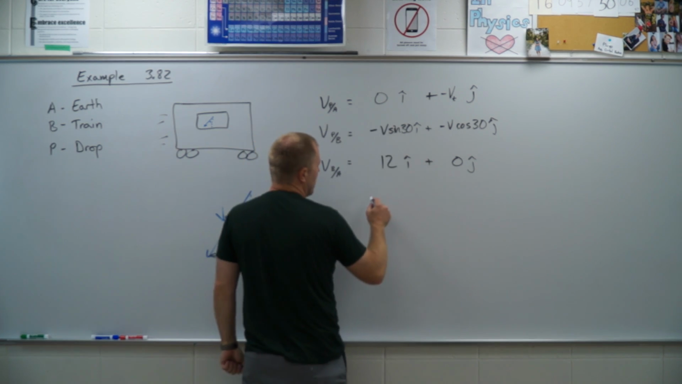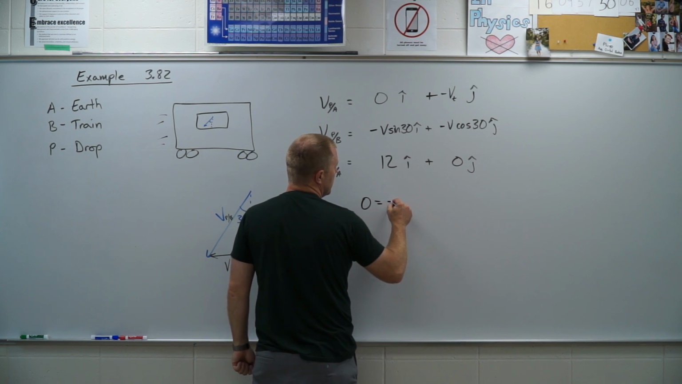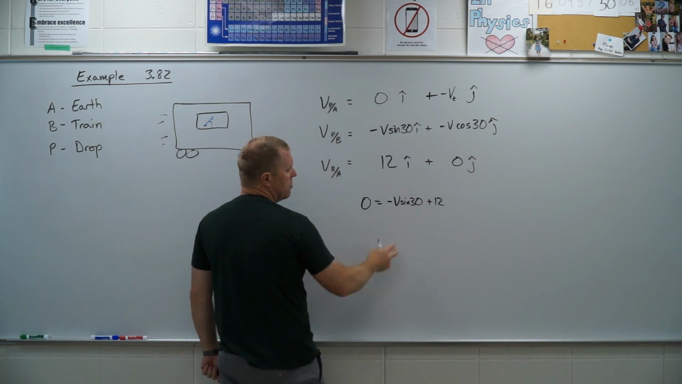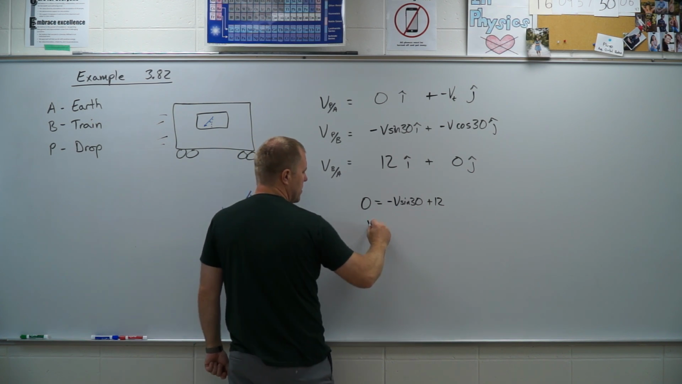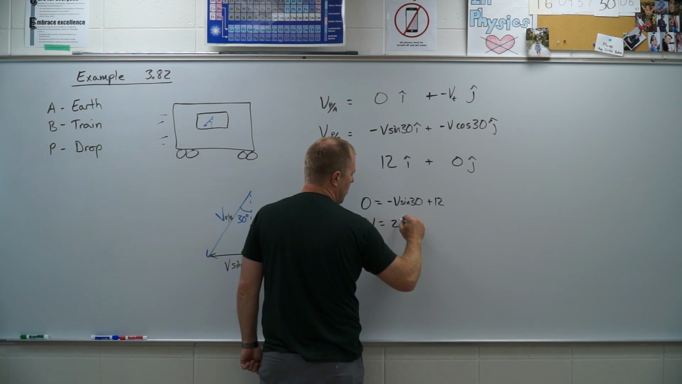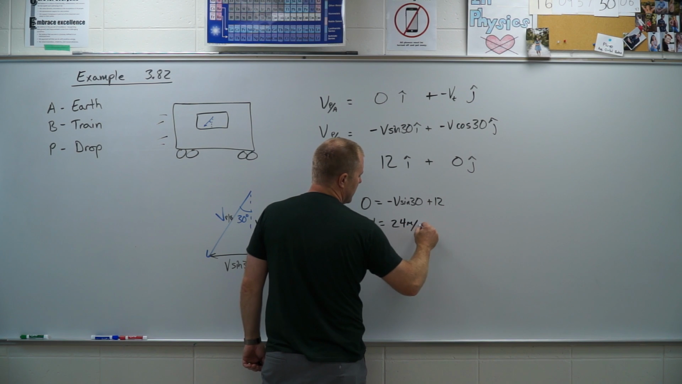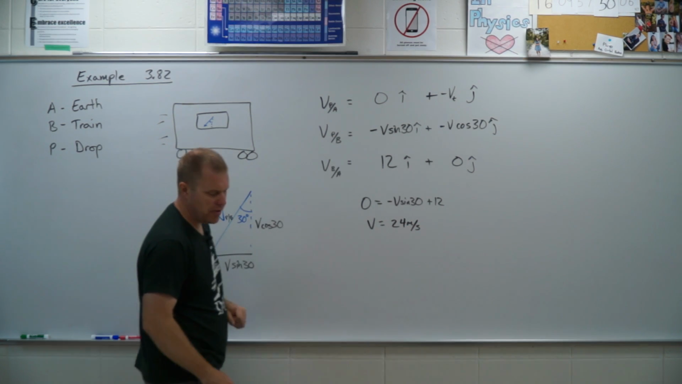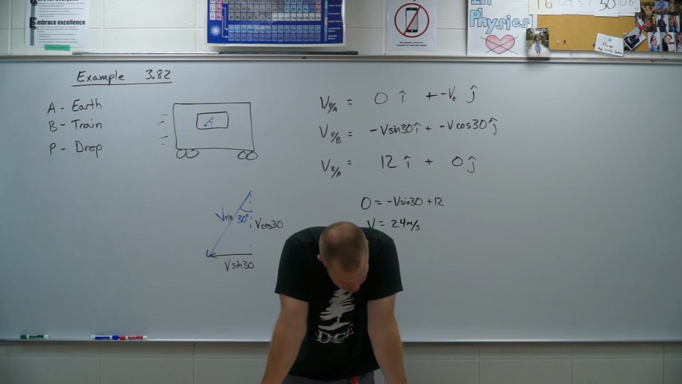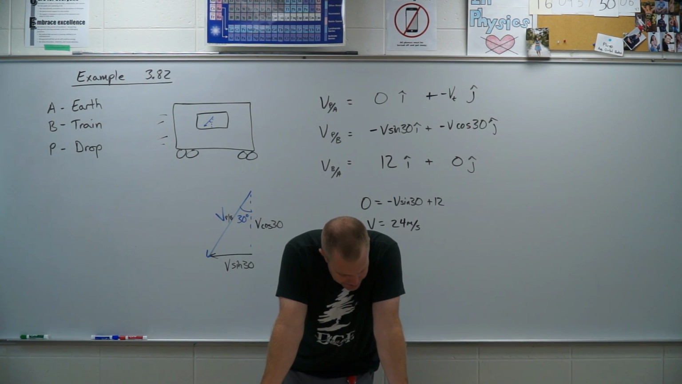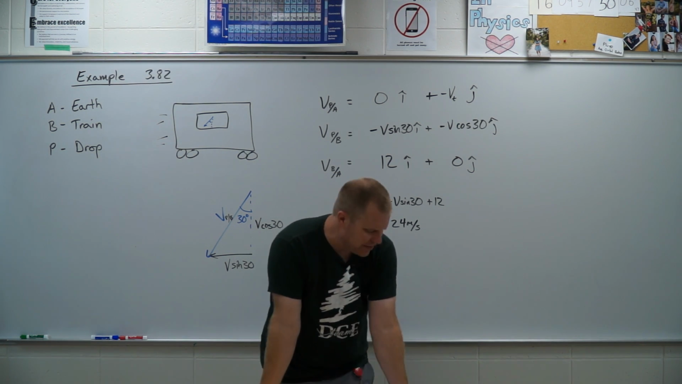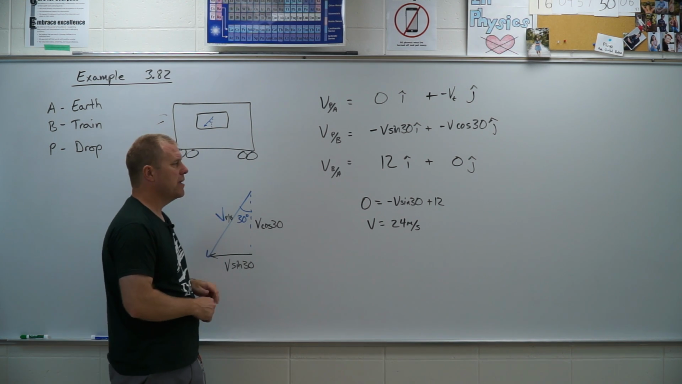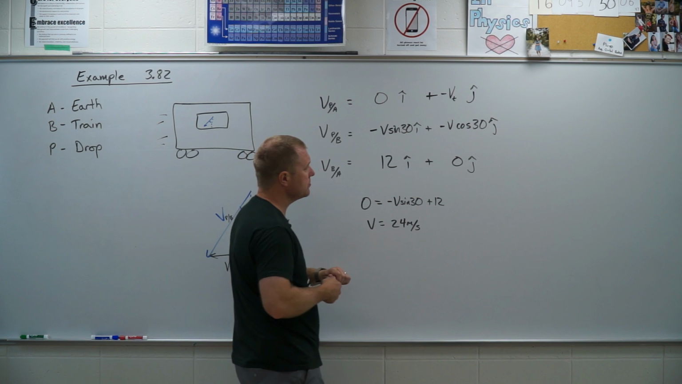In my i hat direction, I have 0 equals negative V sine 30 plus 12. We move this to the other side and divide by the sine of 30, and we find that V is 24 meters per second. That is the velocity of the raindrop relative to the train. Let me just double check: the question asks for the magnitude of the velocity of the raindrop with respect to Earth and with respect to the train. So the velocity with respect to the train is 24 meters per second.